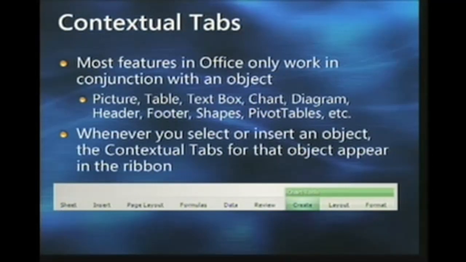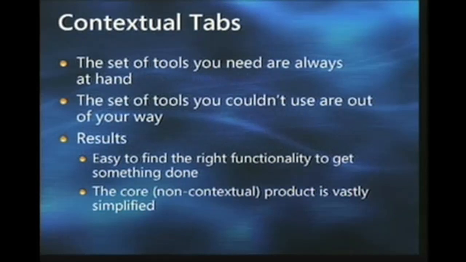Now, you might say to yourself, but I would really like to go through the chart tools and see them, and maybe use them even when I don't have a chart in range. Well, they would all be disabled, every single one of them. All we're doing is hiding disabled tools that you wouldn't be able to use otherwise. So the advantage is, the set of tools you need are always at hand. When you've got a picture, then we've got the picture tools. The things you don't need are out of your way. So you can imagine how this makes pictures better, and makes charts better, and makes tables better.